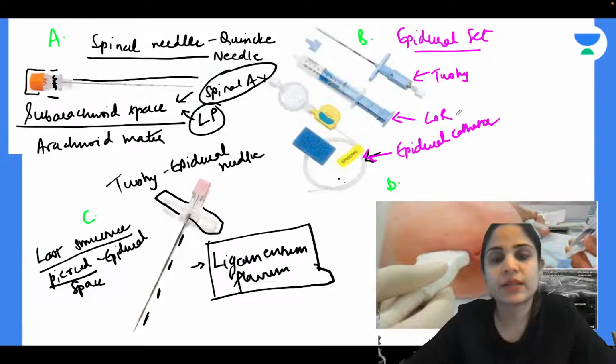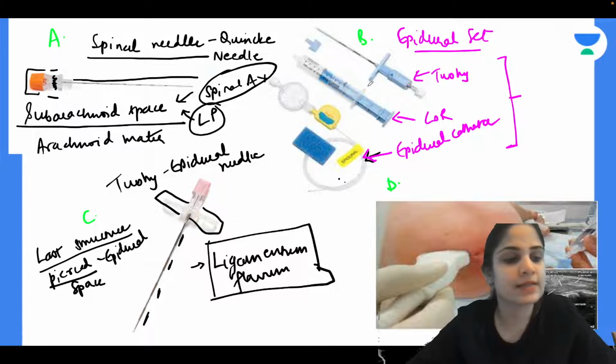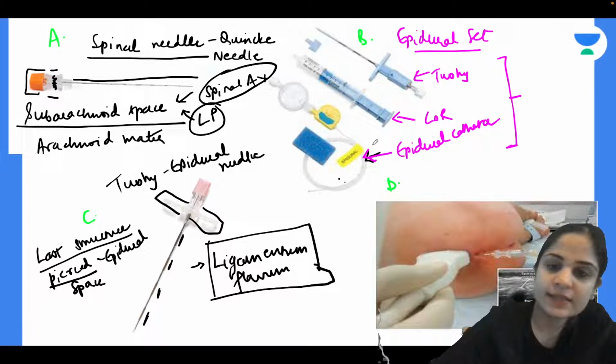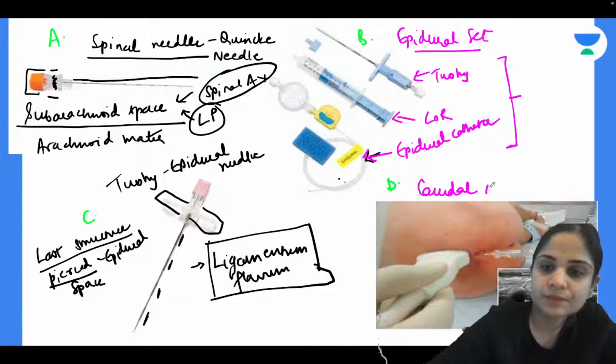This is your epidural catheter. So this epidural set basically helps you in putting the epidural catheter into the epidural space and maintaining anesthesia for a long period of time. And the last thing that you can see over here, which my head is covering, I'm just moving a little bit, is nothing but caudal anesthesia.